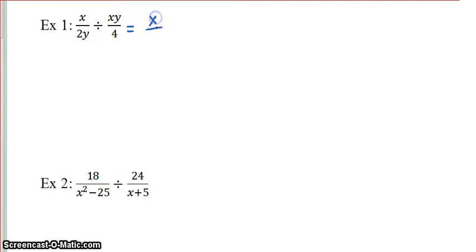I'm going to say x over 2y times 4 over xy. So now I can start multiplying across and cross-reducing. So these x's will cancel out, and this 2 will go to a 1, and that will go to a 2. So we're left with 2 at the top, and 1 times y squared on the bottom.